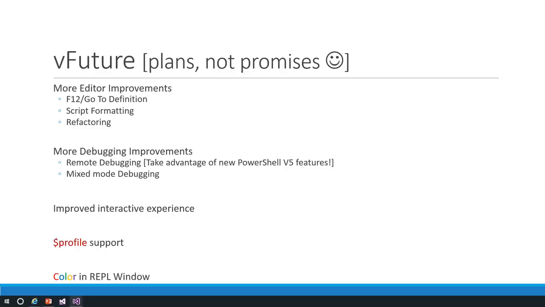Here are some of the future plans, not promises, that we were thinking of. We didn't want to poison the pool before we got a bunch of your ideas. Some of the stuff we want to do: F12, go to definition, script formatting and refactoring. We're also looking at some of the new PowerShell V5 features around remote debugging, where you can attach to an existing PowerShell script which is already running. And for those creating their cmdlets in C# or VB.NET, mixed mode debugging, so you can just F11 straight into your C# code. We're also looking at an improved interactive experience.